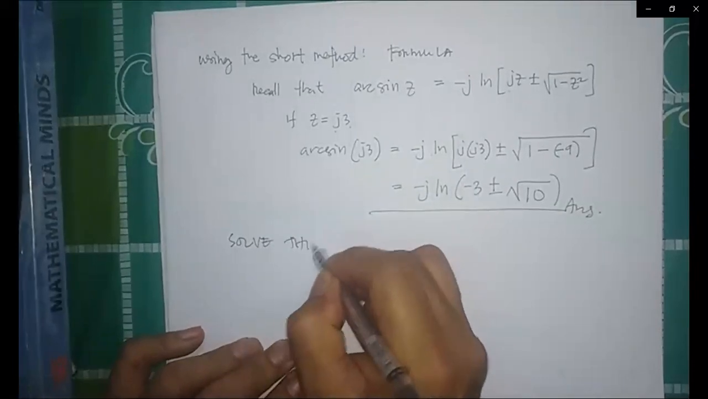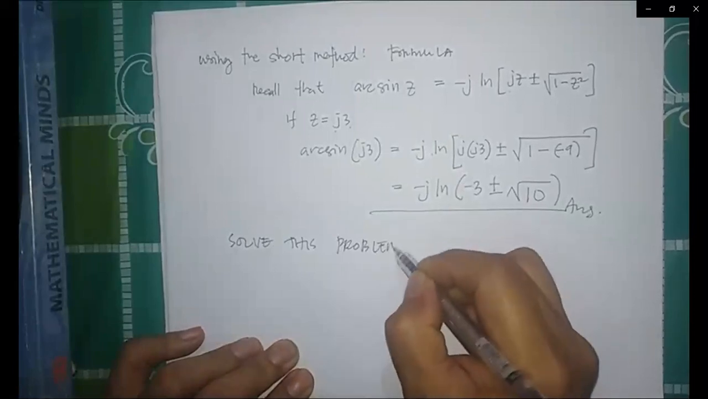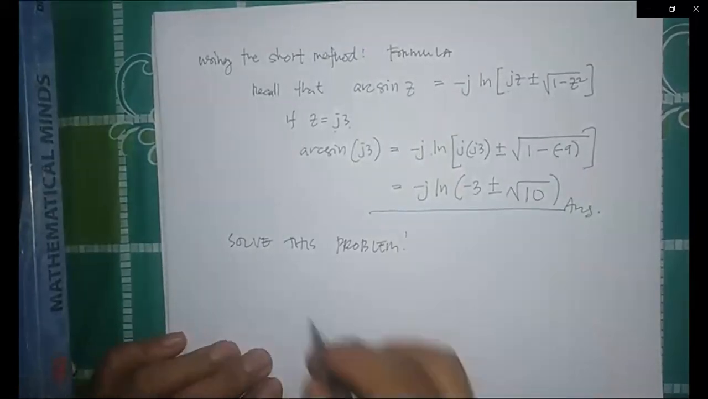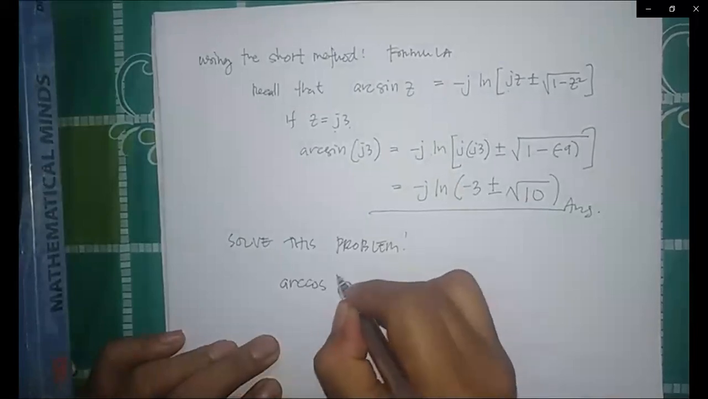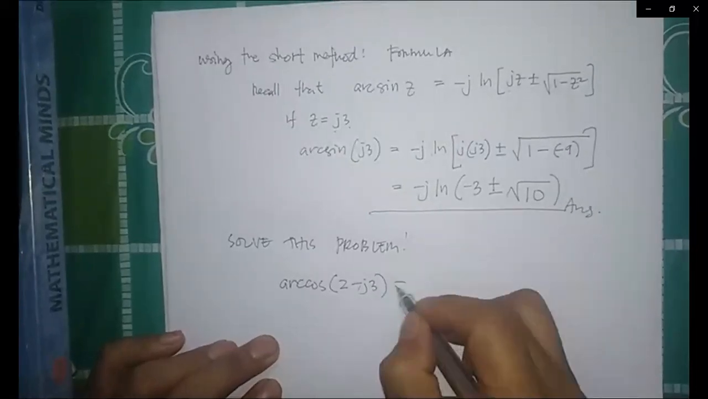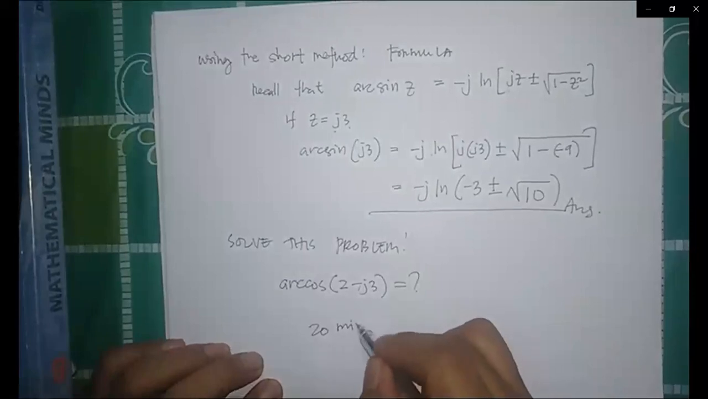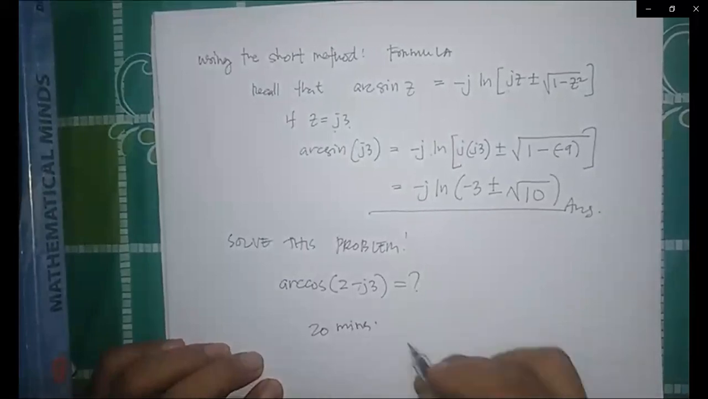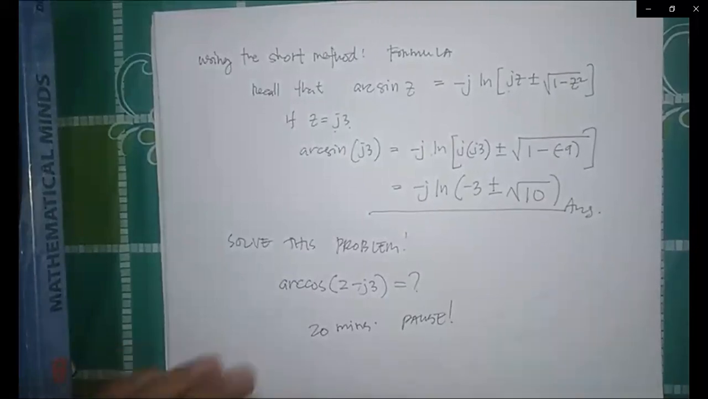Now, get a piece of paper and your calculator and try to solve this problem. Try to evaluate the arc cosine of j3. I will give you 20 minutes to solve this problem. So don't forget to pause this video for a while and solve the problem for 20 minutes only.